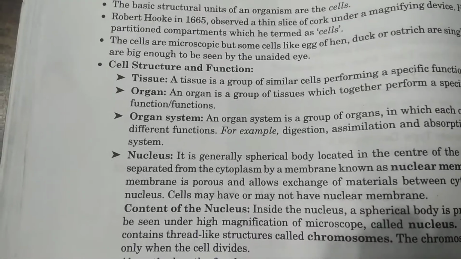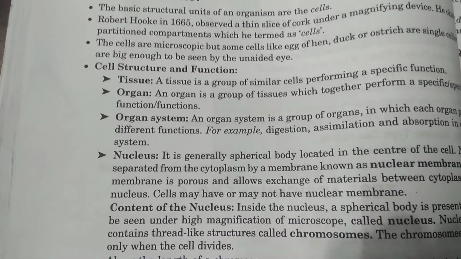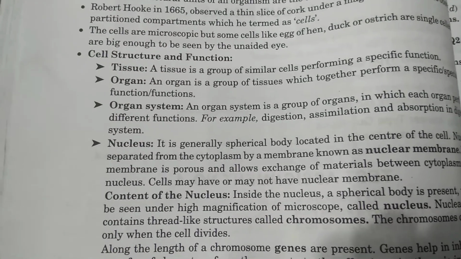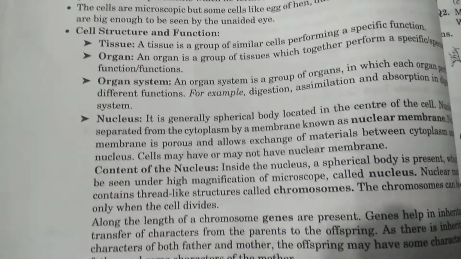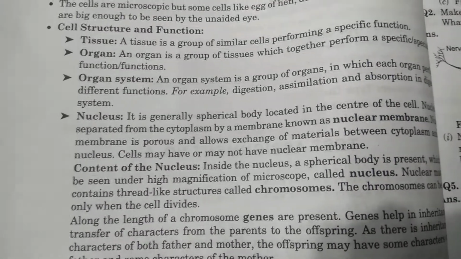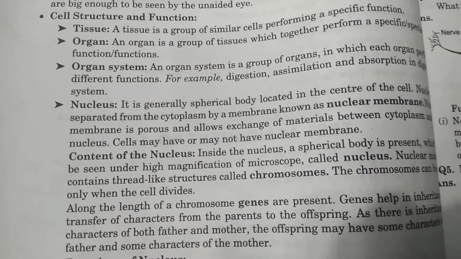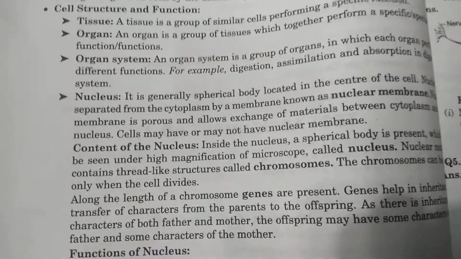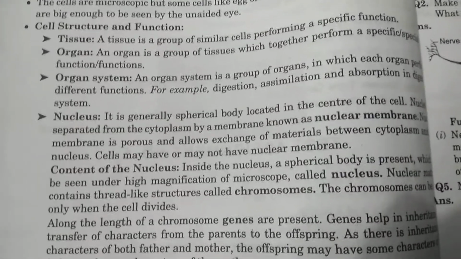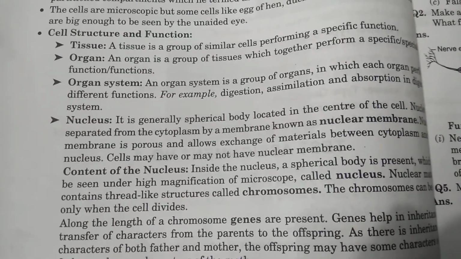The cells are microscopic, but some cells, like the egg of a hen, duck or ostrich, are single-celled and big enough to be seen by the unaided eye. Unaided eye means without any magnifying glass or microscope. Even an egg is a cell, but you can see it with the naked eye. Cell structure and functions. So what is there?